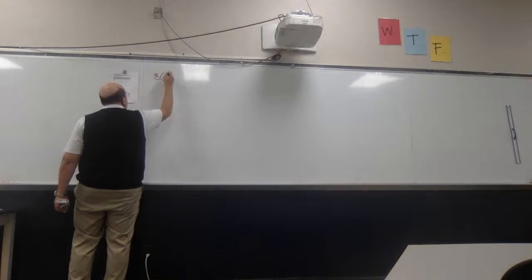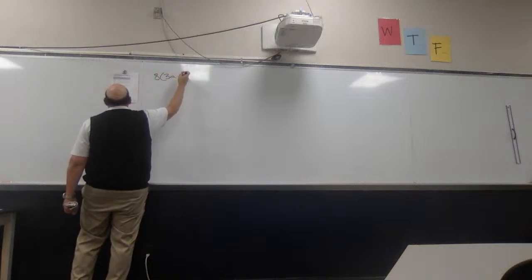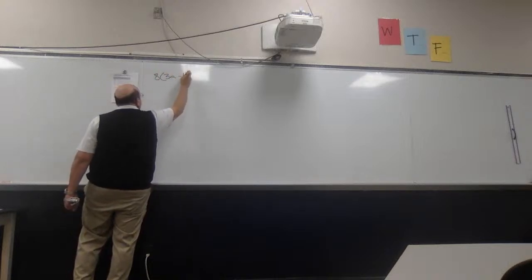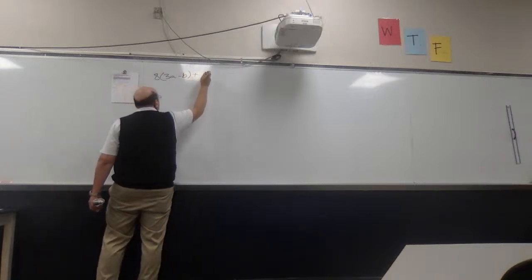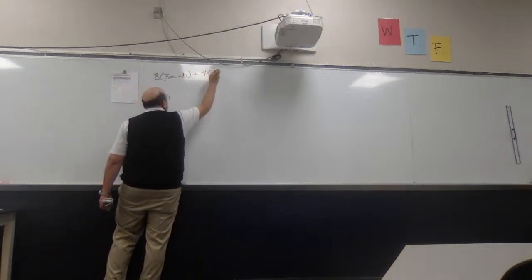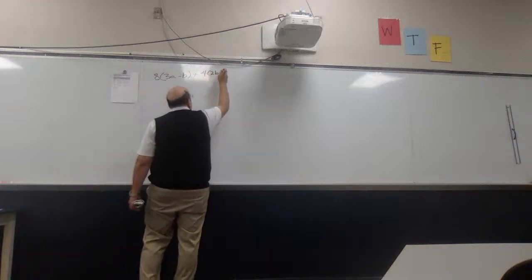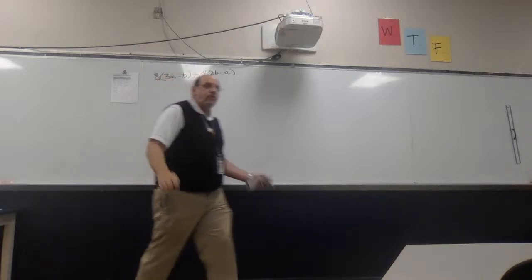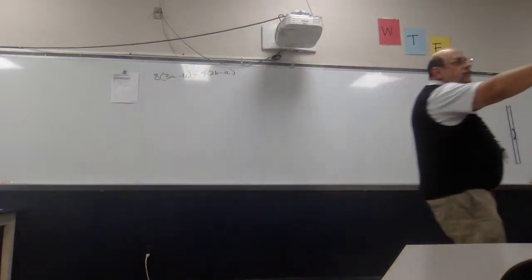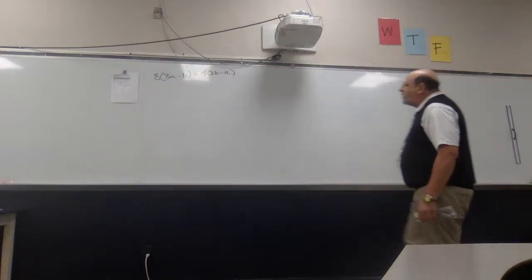8 times the quantity 3A minus B. Oh, here are our variables. And we're going to add to it 4 times the quantity 2B minus A. What do I do first to simplify? Distribute. Distribute!